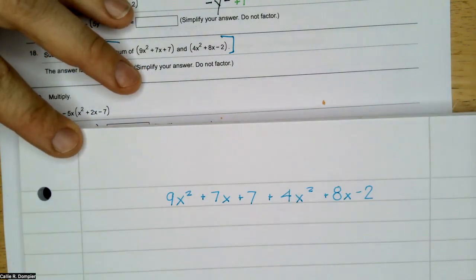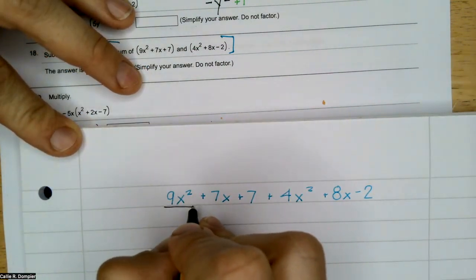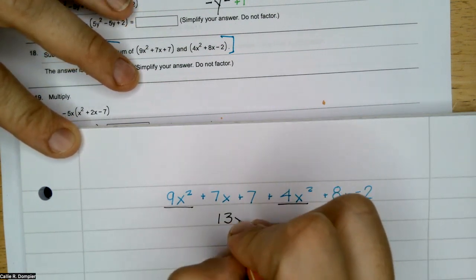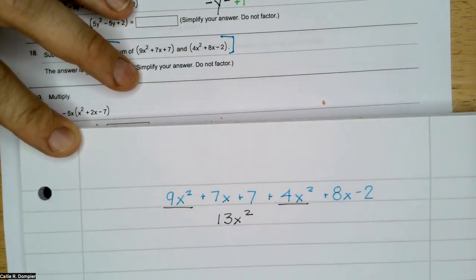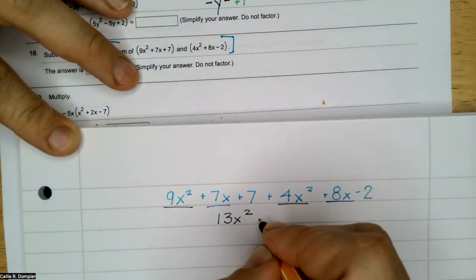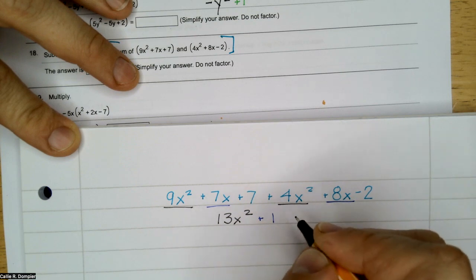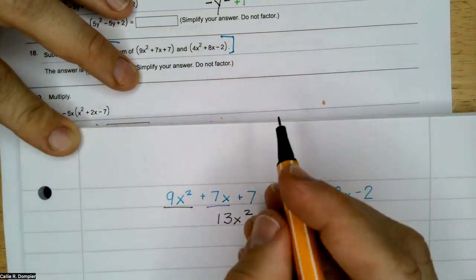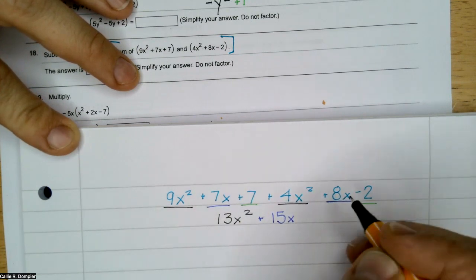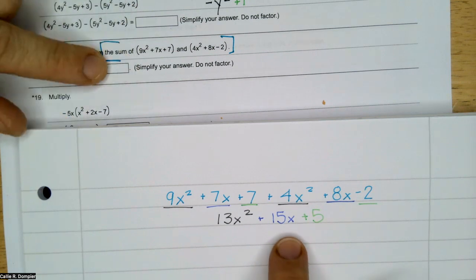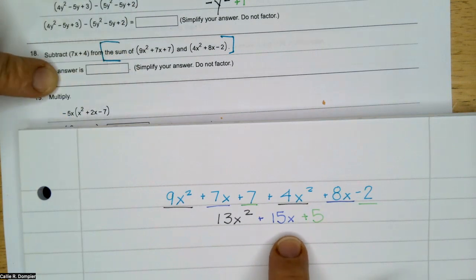Good. Now we're just combining like terms. So 9x squared and 4x squared is 13x squared. Good. Positive 7x and a positive 8x is 15x. And then 7 and negative 2 is a 5, right? So that all becomes 5. That's the sum of those two.